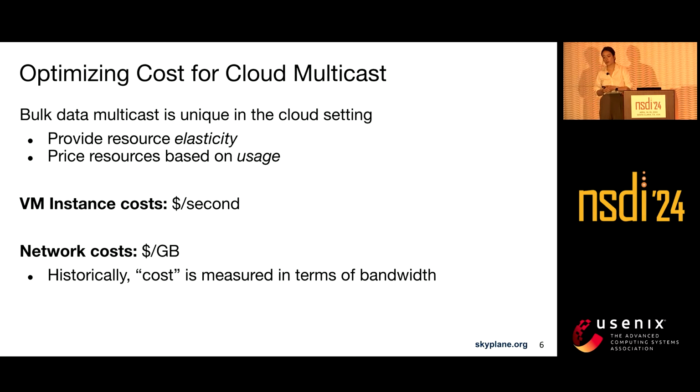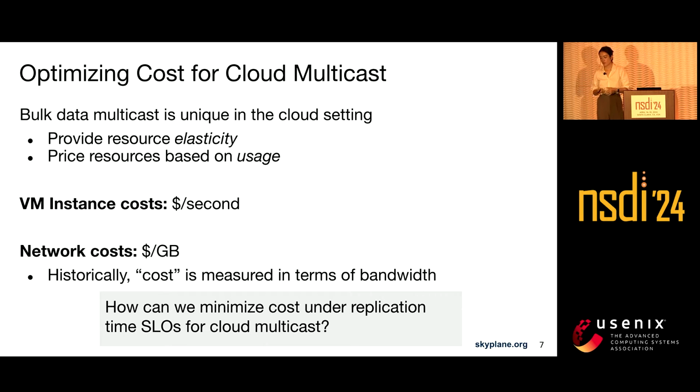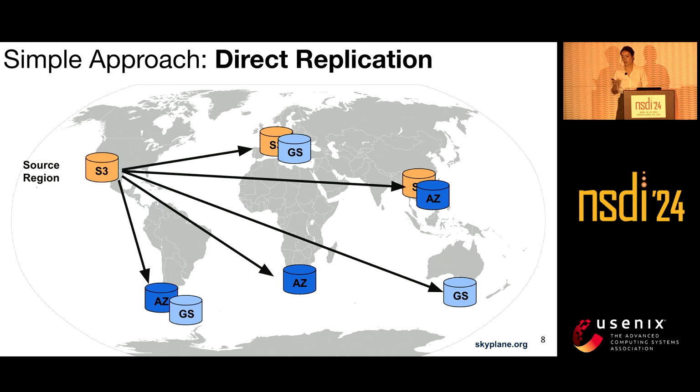Second, there's a unique pricing model for the network in the cloud, which is that network costs are per gigabyte. Historically, you pay for the network in terms of bandwidth, and this is what most optimizations focus on. But in the cloud specifically, it doesn't matter at what rate you send data. What matters is how much data in total you send. So we look at how we can minimize cost under a replication time SLO for cloud multicast.